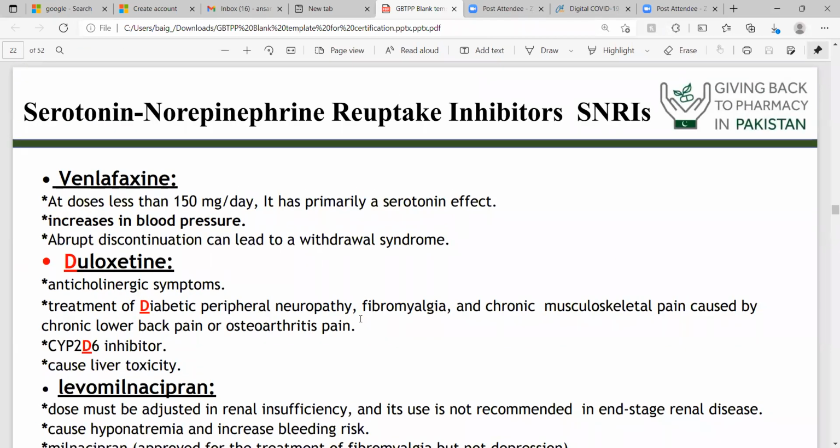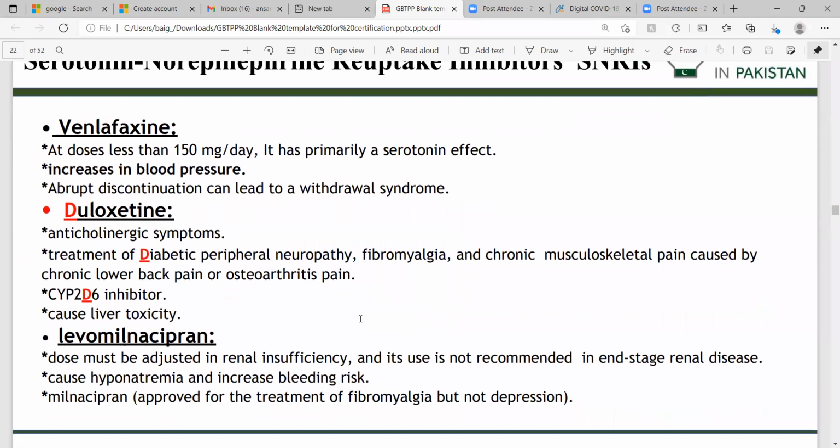The next one is SNRIs. In this class of medication, we mainly talk about, or we see in practice, venlafaxine and duloxetine. If we are talking about venlafaxine, we have to think about increased blood pressure, and this is most common if patients use doses higher than 150 milligram per day.